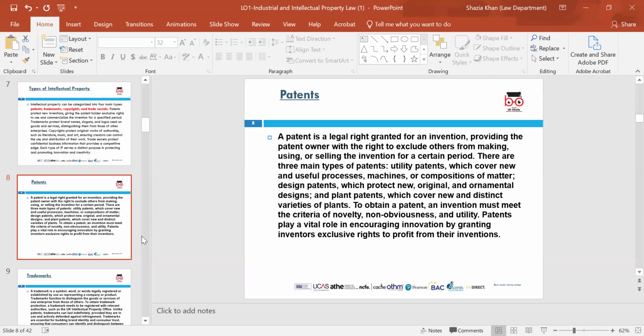Patents protect inventions that are new, useful, and offer a significant improvement over one that already exists. Like it says, there are three main types: utility patents, which cover useful processes and machines, and plant patents, which protect a variety of plants.